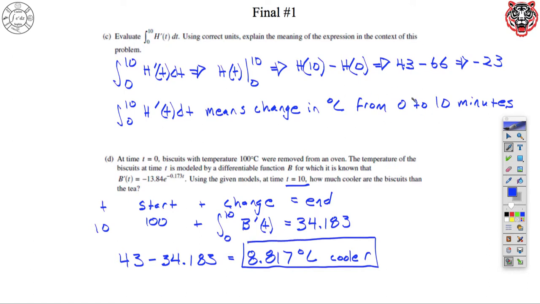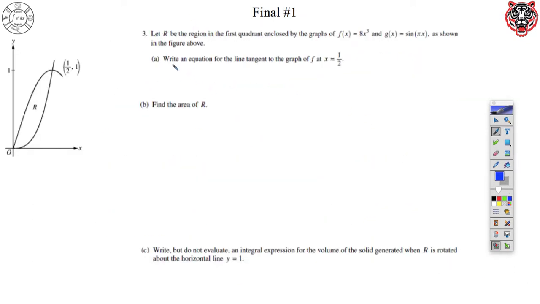Do we need to box anything up here? I guess we could box this negative 23. It's kind of important. And change in degrees Celsius was important, I guess, too. Cool. And that's number 2. Cool. We are on to number 3.